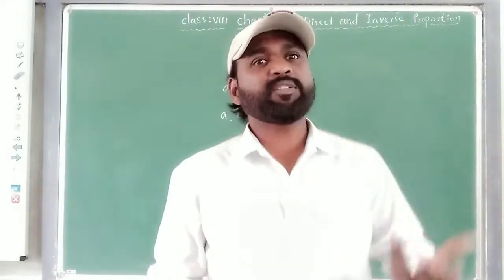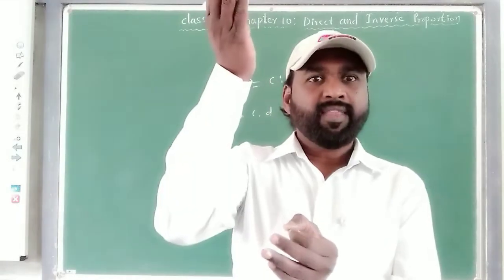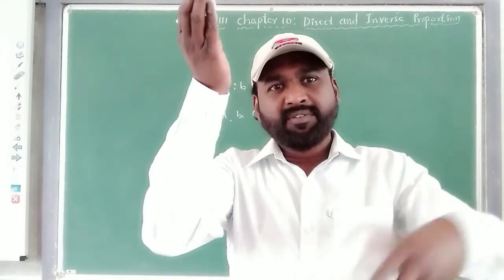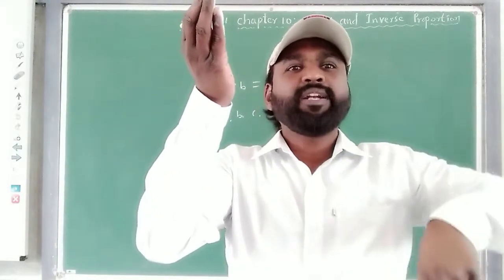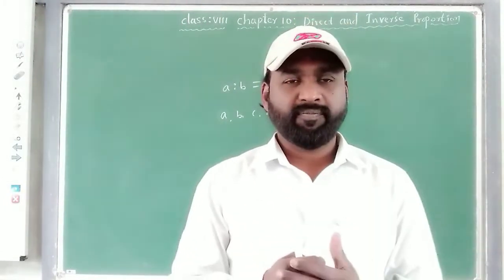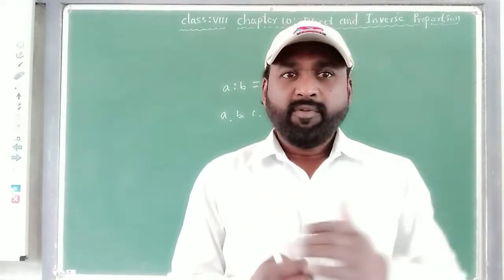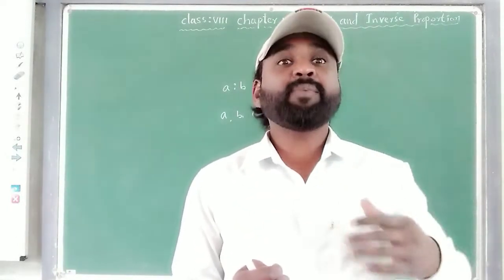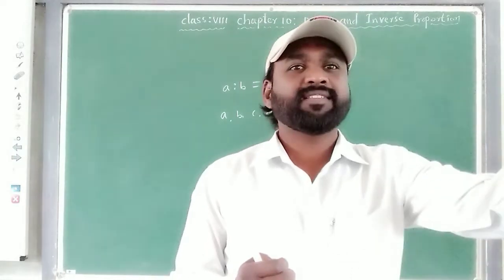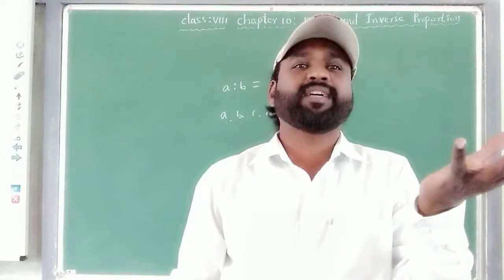As the cost increases, the number of pens you can purchase is decreasing. This is inverse proportion. That means the cost of each pen is increased, and the number of pens you can purchase using the 50 rupees is only 2, decreased. That is called inverse proportion. If the cost of each pen is only 5 rupees, suppose, using that 50 rupees, how many pens can you purchase? 10 pens. This time the number of pens is increased. Why? Because the cost of each pen is decreased.